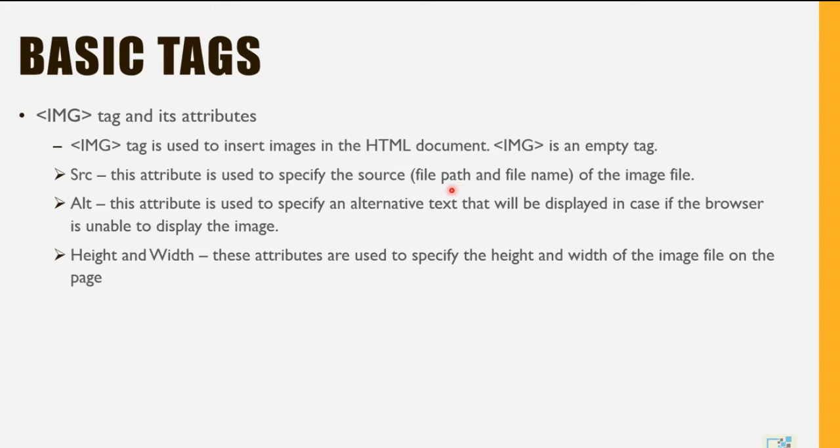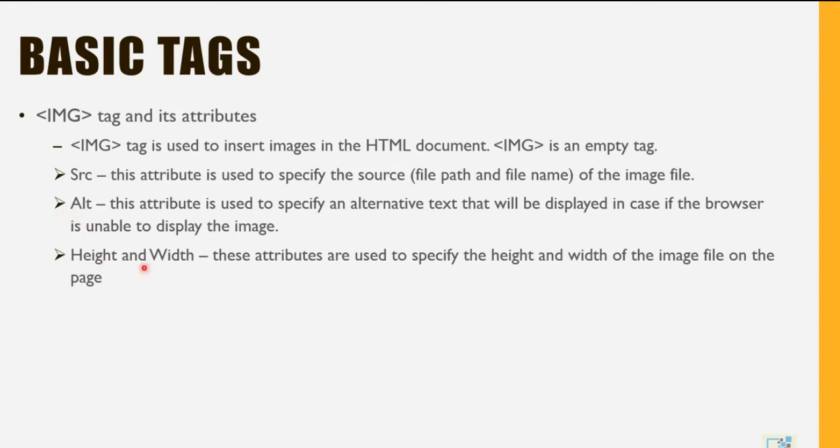ALT. This attribute is used to specify an alternative text that will be displayed in case the browser is unable to display the image. Sometimes it is possible that the browser cannot open the image. Maybe the image format is not supported, or you have given an invalid image name, or the image is corrupted, or the image is not present in the same place. So in that case, this message which we will specify in the ALT attribute will be displayed.